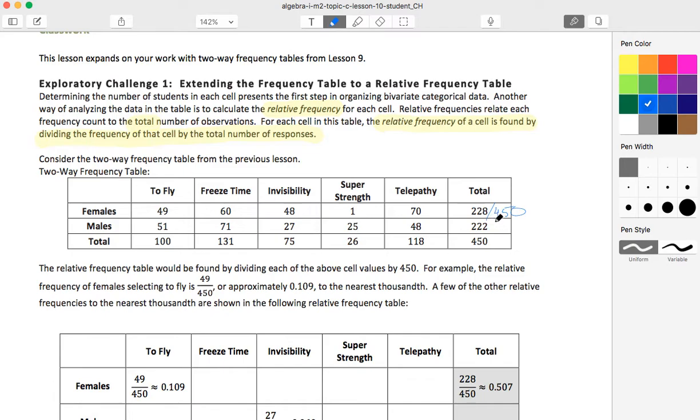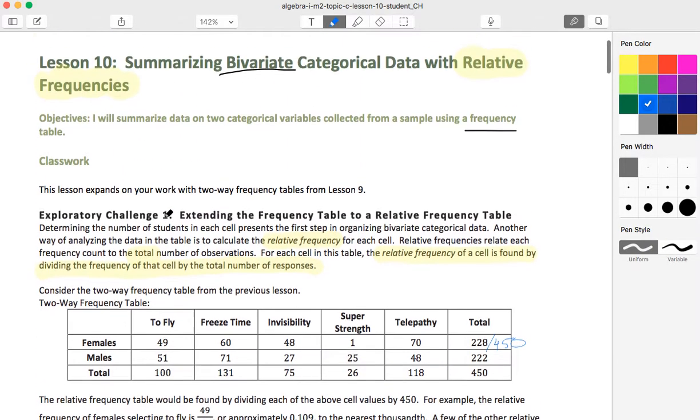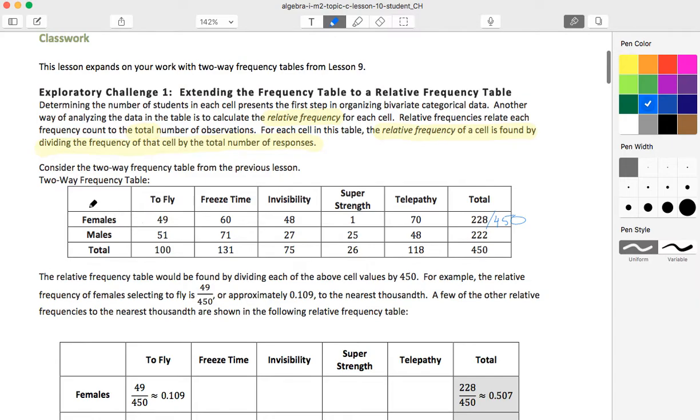And it would give us the total number of females that were surveyed, and then the total number of females that chose they wanted to fly as their superhero power. I don't know if that was very clear. So what we're doing here is there was a survey and it said, are you a male or female? If you're a female, would your favorite superhero power be to fly, to freeze time, to be invisible, to have super strength, or to have telepathy? And then they asked males the same. And then they would tally how many females wanted each favorite superpower and how many males wanted each. And they totaled to be 450 people.